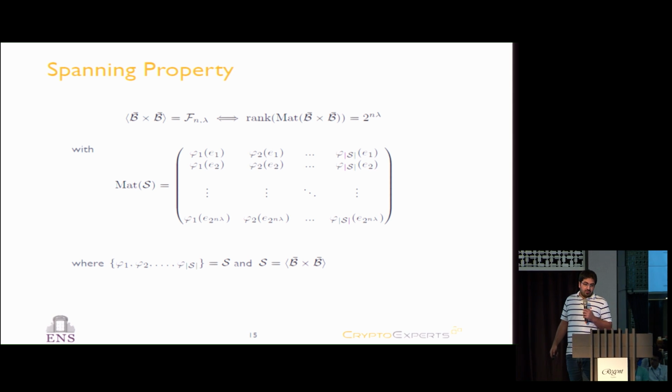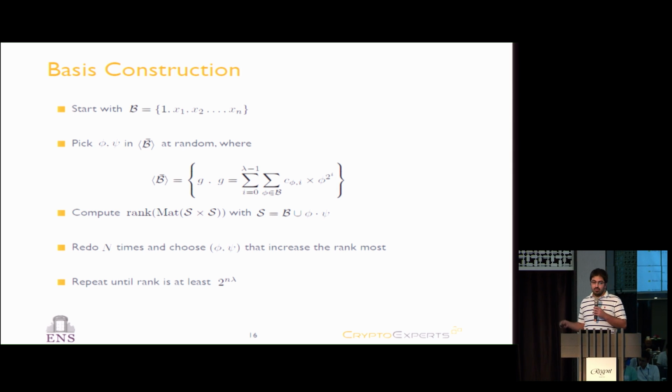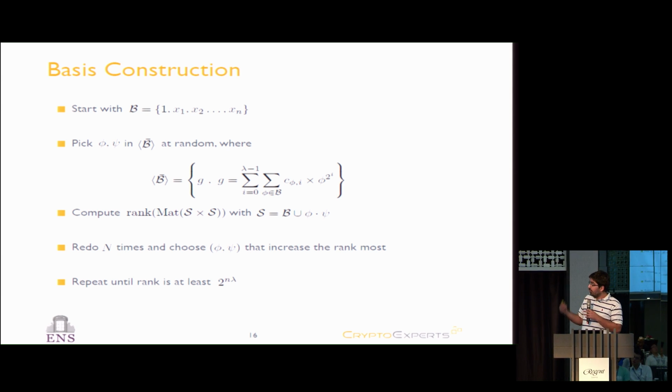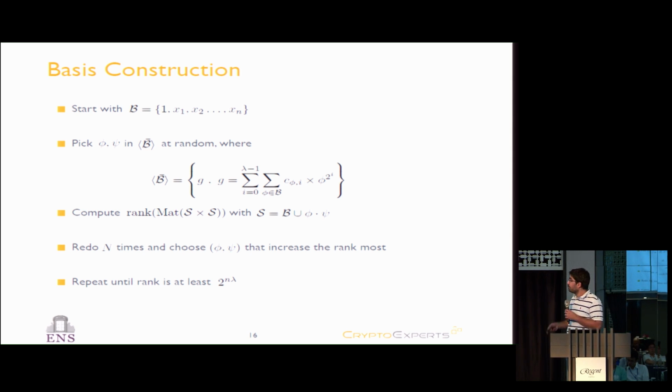How to generate such bases? You first start with all possible monomials plus the constant one. You pick two elements in the linear closure, you multiply them together, and you compute the new rank. You repeat this process an arbitrary number of times, and you pick the pair that increases the rank the most, and you reiterate this until you have a full rank matrix. Like this, you generate what we can call random bases.